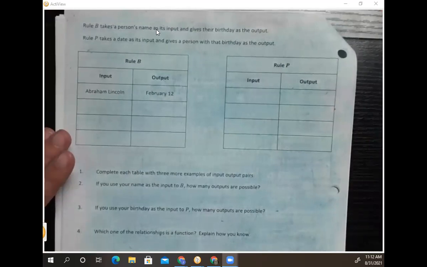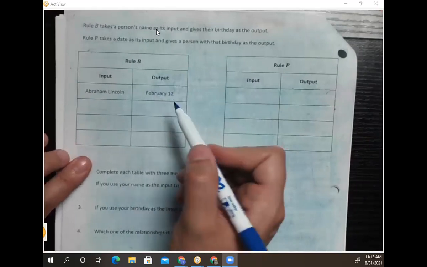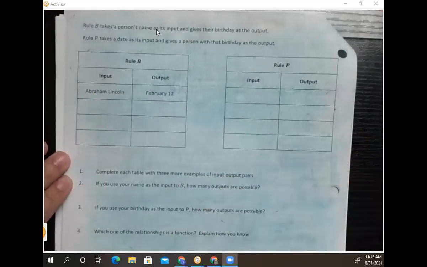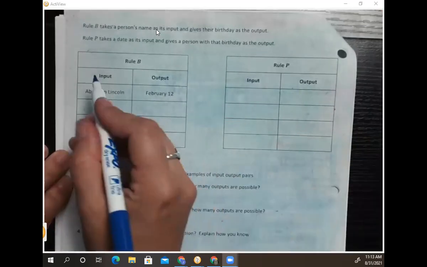Rule B takes a person's name as its input and gives their birthday as the output. So we have an example here. Our input is Abraham Lincoln. Our output is February 12th. Does anybody in here have that same birthday? Any February 12th birthday people? Okay. So I'm going to give us a couple more made-up people to fill out our table.